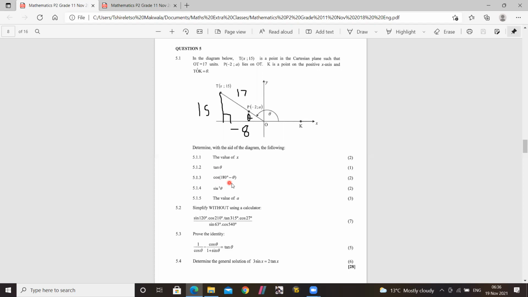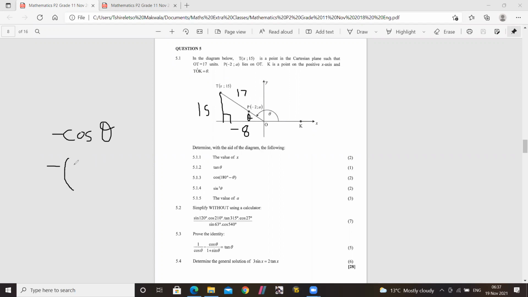5.1.3. So cos(180 minus theta). Do you agree that it is the same as... where is cos(180 minus theta)? Cos(180 minus theta) is supposed to be in the second quadrant, right? So that is negative. So the first thing you do is change this to negative cos theta. So this is the same as negative cos theta.